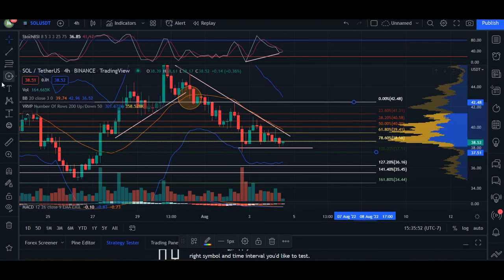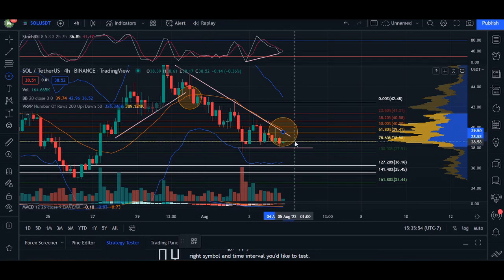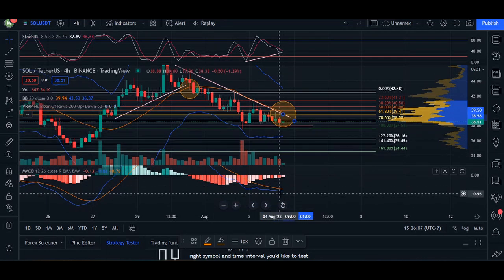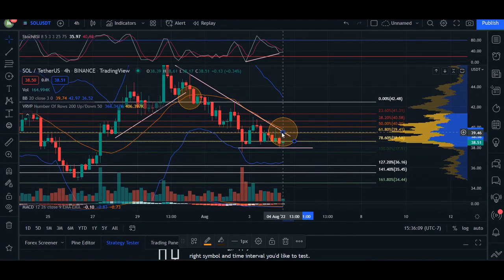Notice how this line of 61% is close to our 20 MA. Notice that in this downtrend that we have, we continuously get rejected from the 20 MA. So if the current of the MACD is really strong when we come into a reversal here, we are going to break and close above the 20 MA.